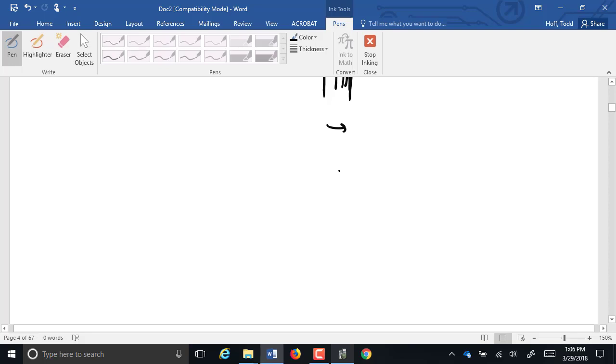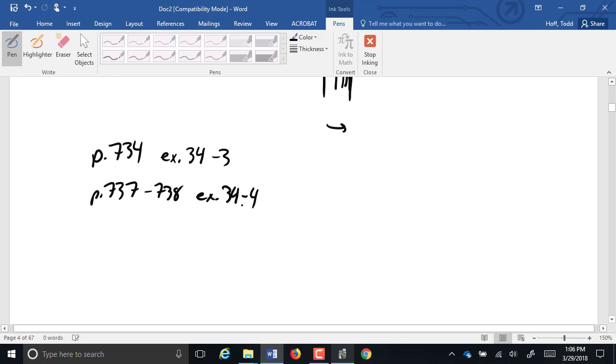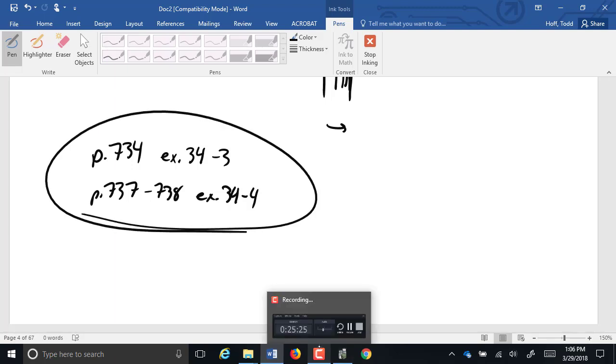So I'm going to give you guys something to play with here quick. This is in the big book, page 734, exercise 34-3, page 737, 738, exercise 34-4. I realize I gave this to you guys last time, but I didn't give you any work time, so I'm going to give you a little work time. We'll discuss those a little bit.